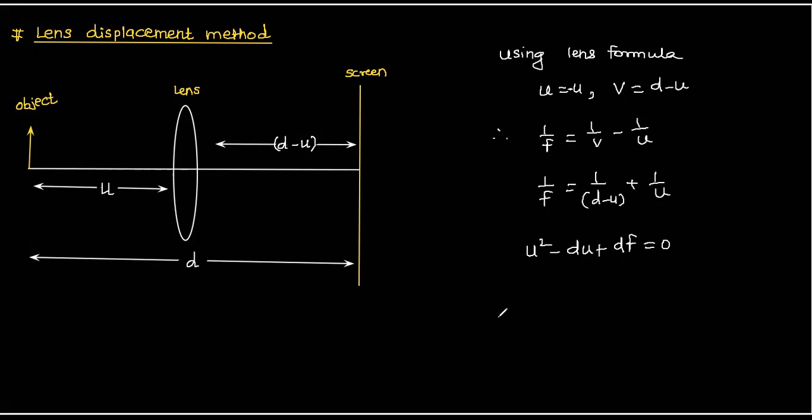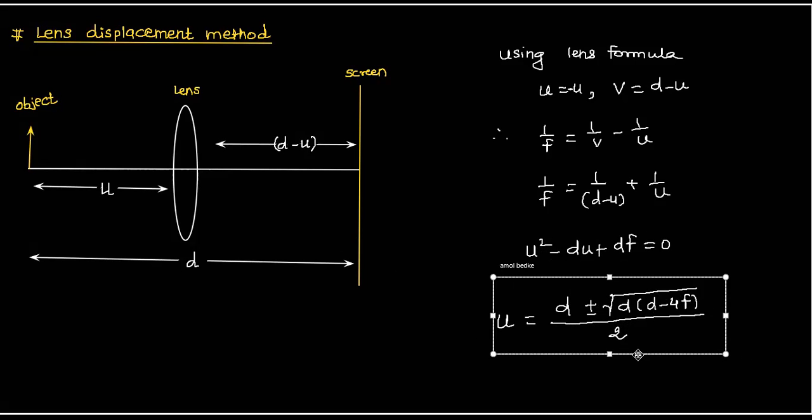And after solving this quadratic equation, you are getting u is equal to d plus or minus under root of d into (d minus 4f), divided by 2. This is the object distance for the image to be formed on the screen. This is a general case we can say.